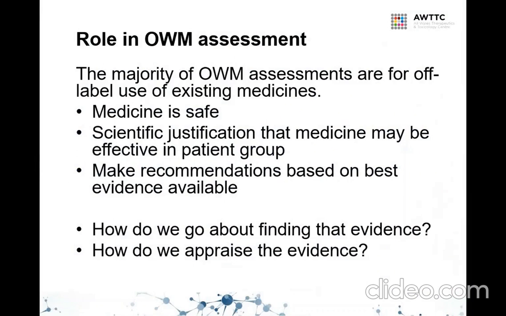So when we're doing a One Wales Medicines assessment, we're trying to make sure that the medicine is safe. We're trying to see if there's any scientific justification for why that medicine may be effective in a particular patient group. But overall, our main aim is to make recommendations that are based on the best evidence available. So how do we go about finding that evidence? And then once we've found it, how do we appraise that evidence?